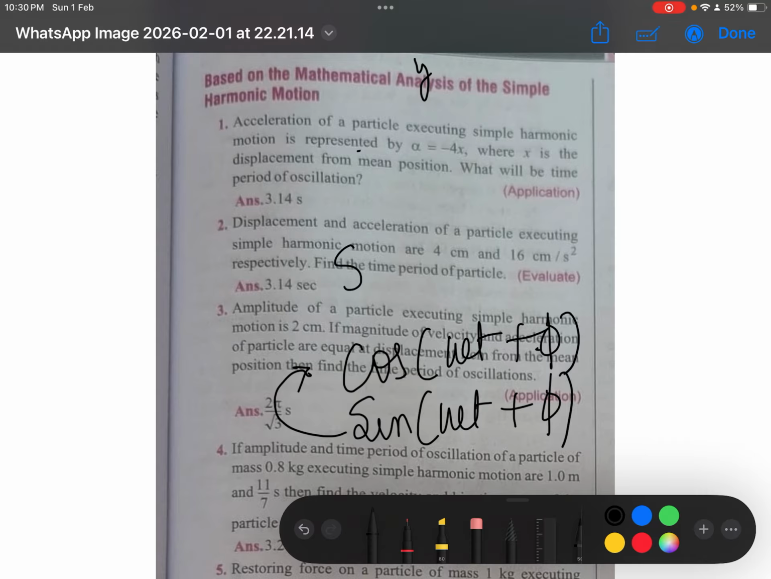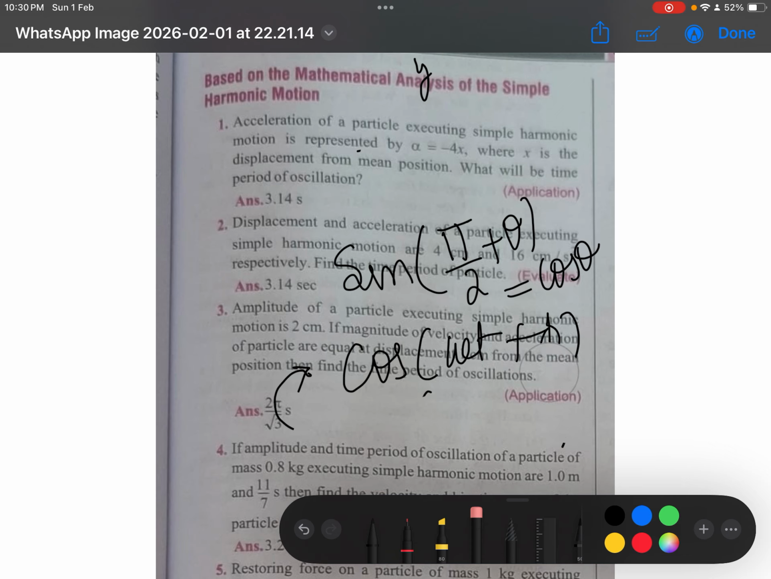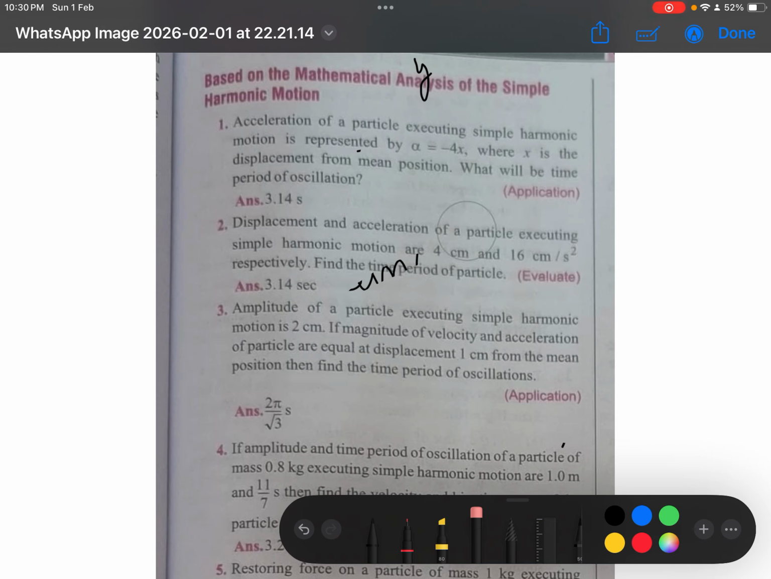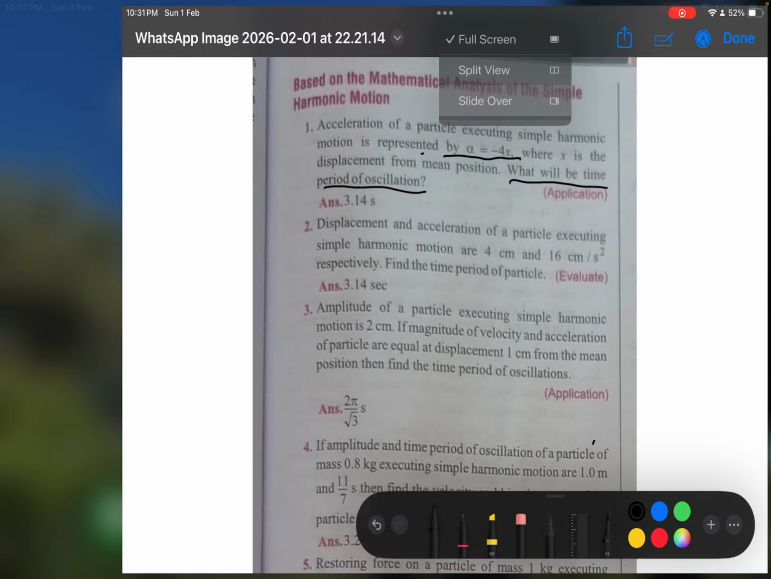In class 10th you have already studied that sine(90 plus theta), where 90 means pi by 2, equals cos theta. So all these things you know. So displacement can also be denoted by x, but the formula will remain the same. So see here, the first question is alpha equals minus 4x. You have to find what will be the time period of oscillation.